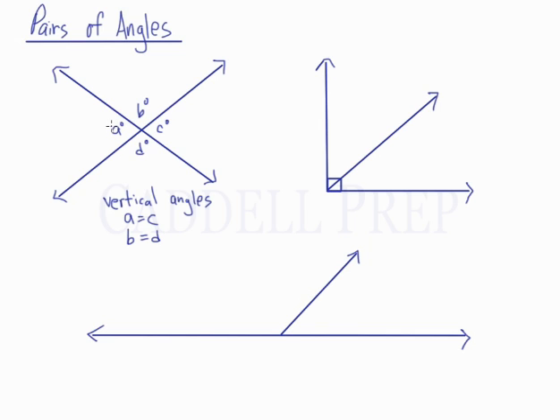So if the measure of angle A is 80 degrees, then that means C is also 80 degrees.